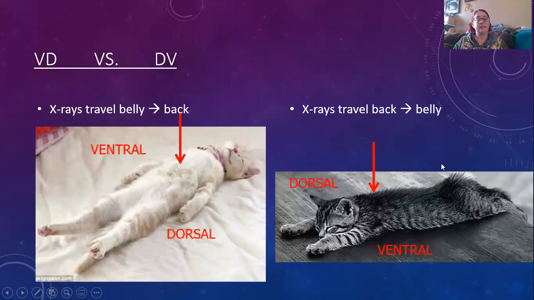VD versus DV. So the first kitten here is in ventral dorsal positioning, meaning the x-rays are going to travel from belly to back. And so as we think of the calipers, we are going to need to measure this way. So measuring the thickness, think of where the x-rays are traveling through our patient.